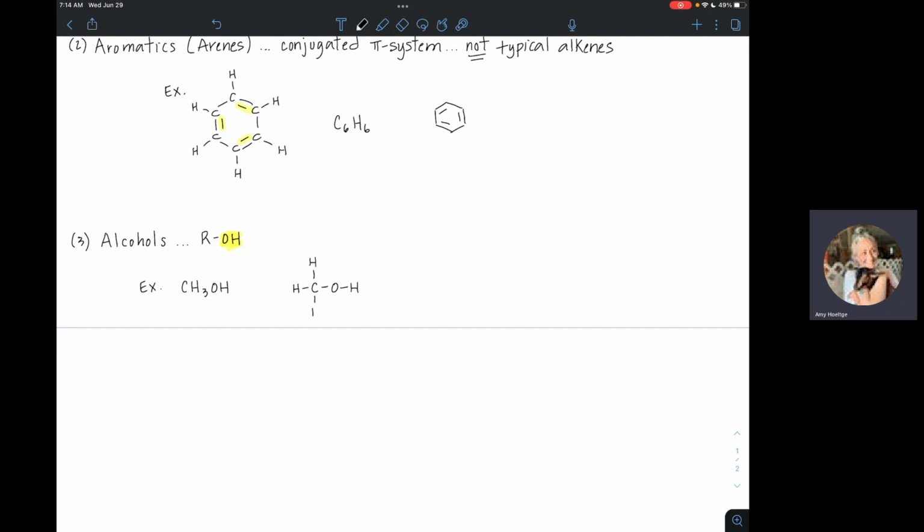But in the condensed formula, we usually write the carbon first and then however many hydrogens, right? And then whatever's hanging off. So here's your hydroxyl group. The R group is the methyl group. This right here is what makes it an alcohol. And as we move through the other functional groups, you'll see the difference.